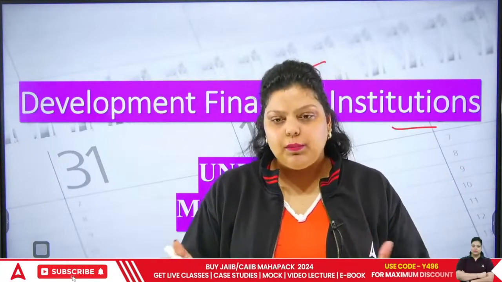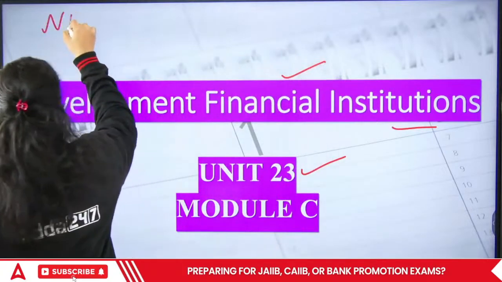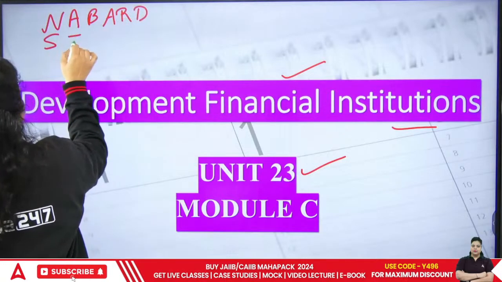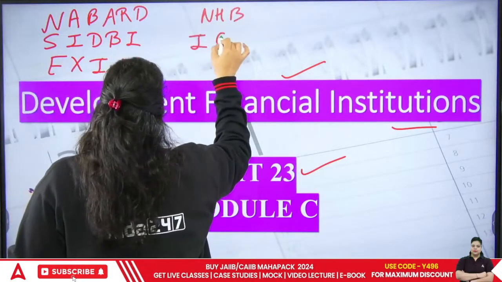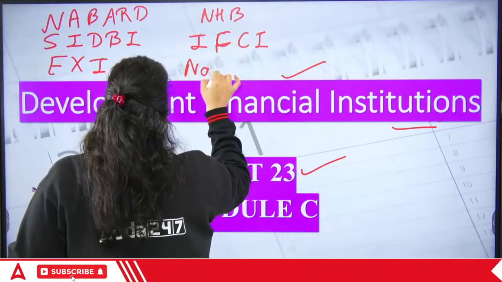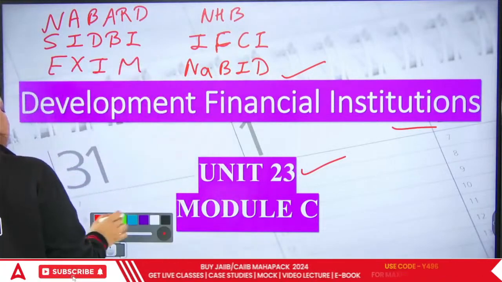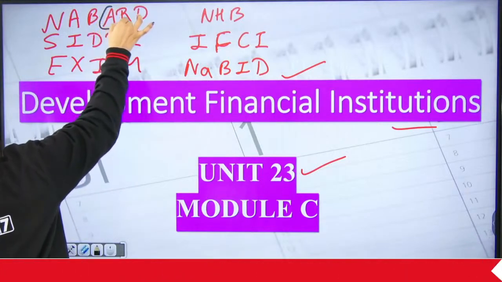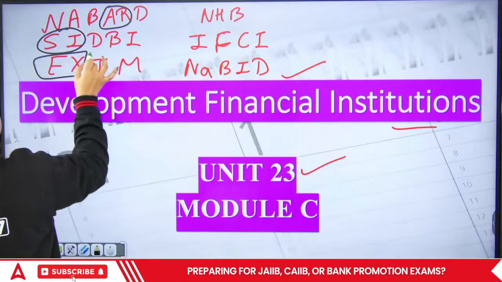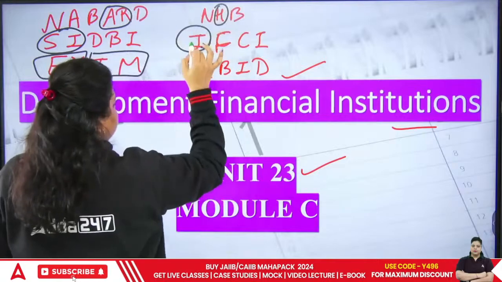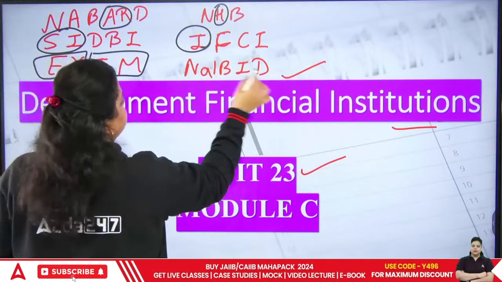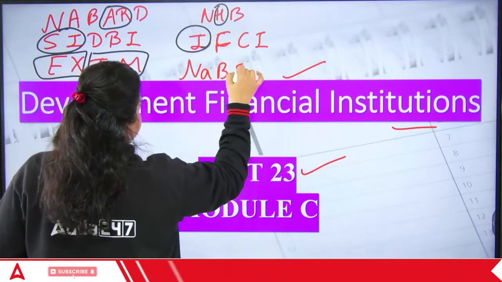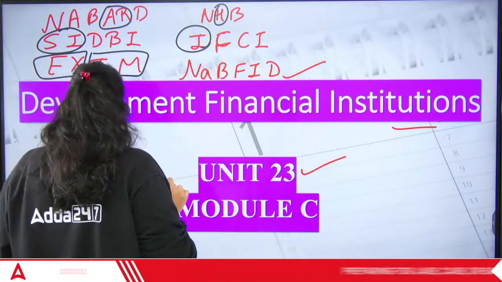Apart from that, all the development financial institutions are working for a specific purpose. We have NABARD, we have SIDBI, we have Exim Bank, we have NHB, we have IFCI, we have NaBFID. They all are working for a particular sector's development. NABARD works for agriculture and rural development, SIDBI works for small industries, Exim Bank works for export and import, NHB works for housing, IFCI works for industries, and NaBFID works for, one second, I forgot to add the F. It is NaBFID. It works for infrastructure development.